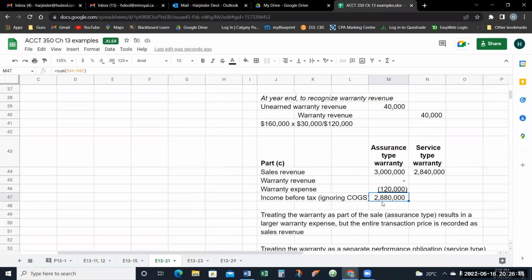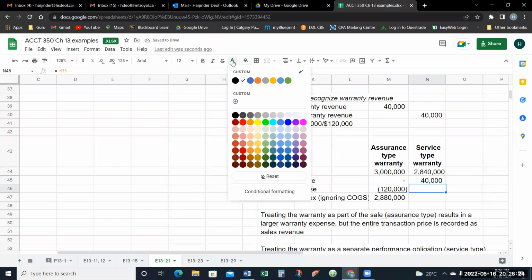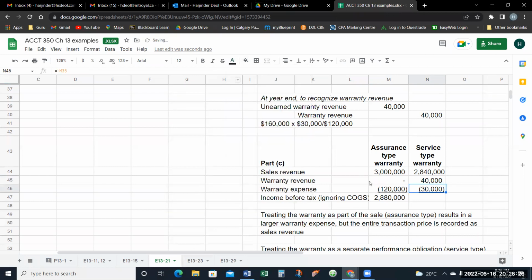Now, in contrast, under the service type warranty, we actually recorded warranty revenue of $40,000 and our warranty expense is only $30,000, just the actual costs incurred.